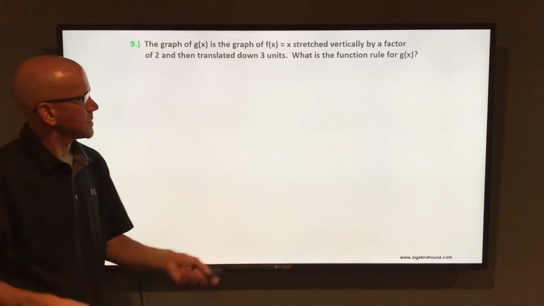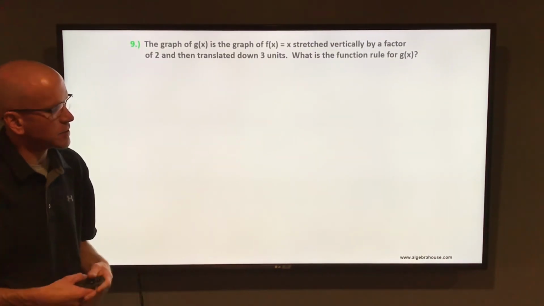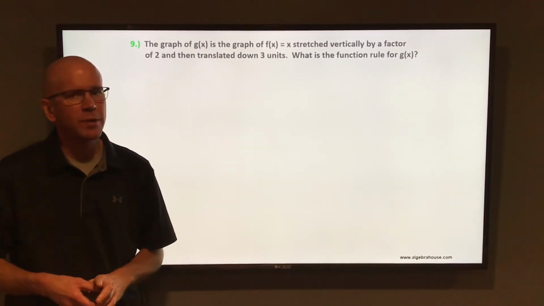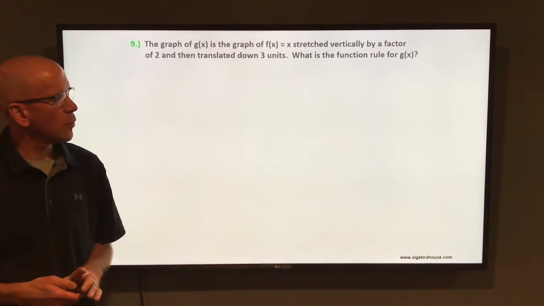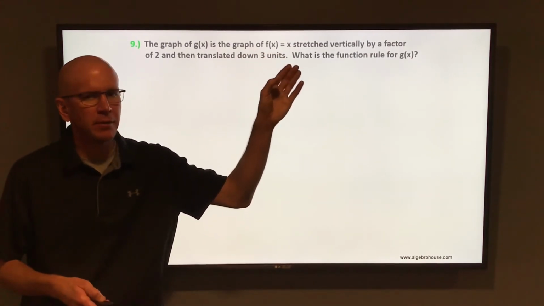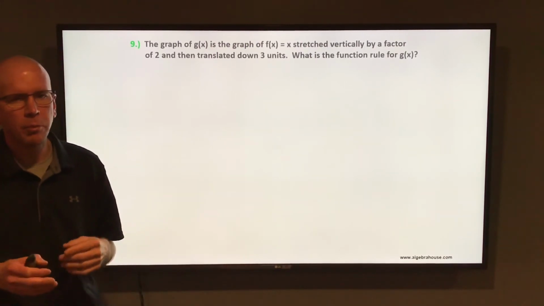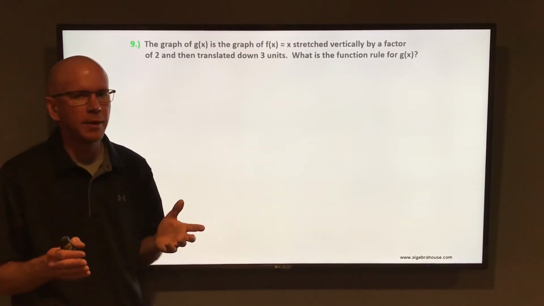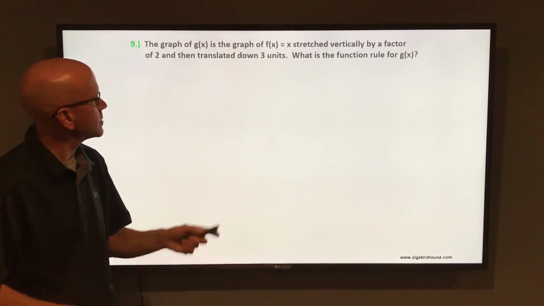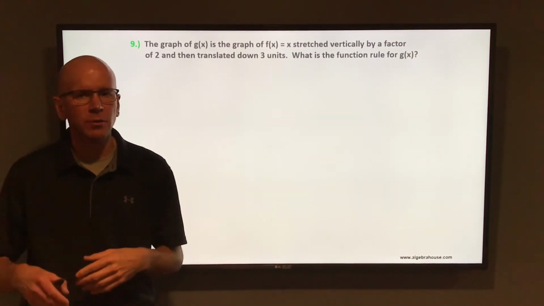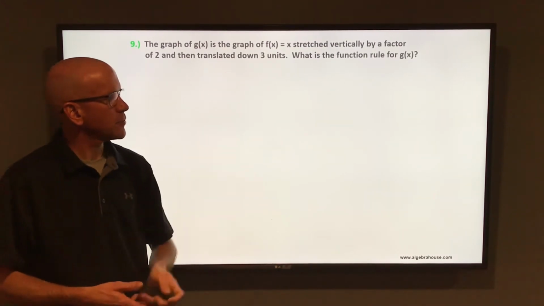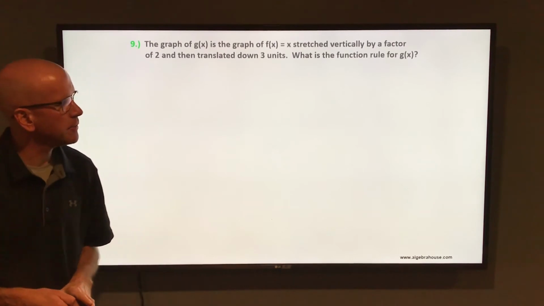The graph of g of x is the graph of f of x equals x stretched vertically by a factor of 2 and then translated down 3 units. What is the function rule for g of x? So we're going to take this f of x equals x, that's the parent linear function. That would go through the points (1, 1), (0, 0), (-1, -1). That line. We're going to do two things to it. We're going to stretch it by a factor of 2. That means stretch away from the x-axis by a factor of 2. And we're going to also translate or shift it down 3 units.